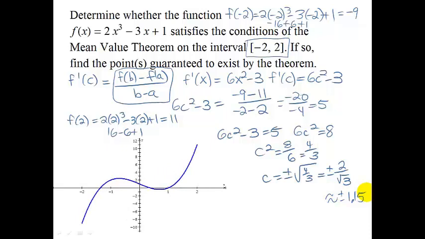If we looked at the graph here from -2 to 2 of this function, and we joined up those two endpoints of the interval from -2 to 2, and we looked at the slope, we can see that there are two places where the slope of the tangent to the curve is equal to the slope of this secant line.